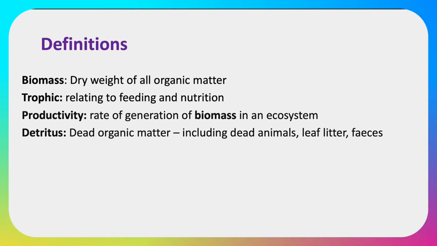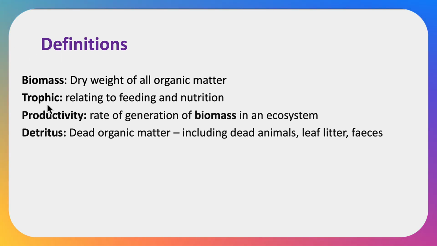Okay, so first of all, let's have a look at some definitions. So biomass, that's the dry weight of all organic matter. So it's a way that we can consider the energy in an ecosystem, because the chemical energy stored in organic matter is in the bonds between the atoms of that organic matter. So, glucose and onwards from there, the chemical energy is stored within those bonds. So biomass is a way of looking at energy.